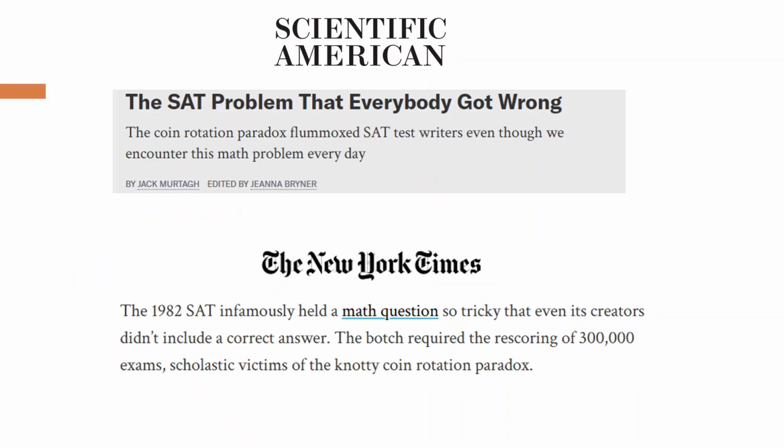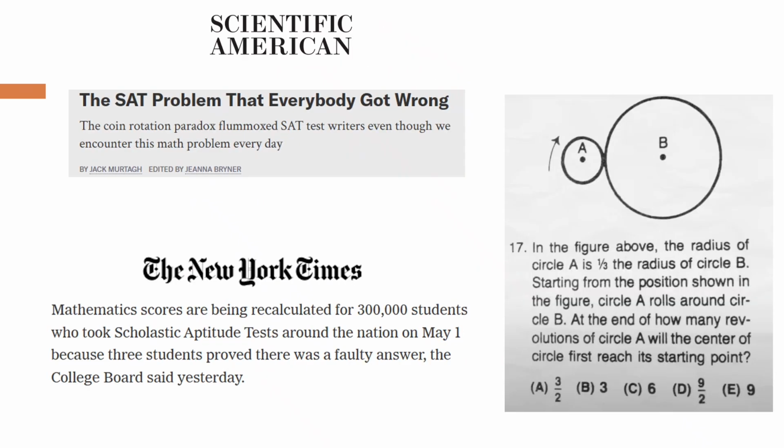In 1982, about 300,000 students took the SAT test, but nobody got question 17 right. And this is question 17. As you can see, this is a multiple choice question. It is almost impossible for 300,000 students to all get this question wrong.